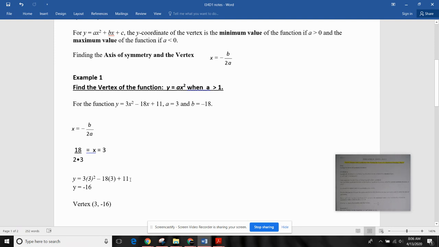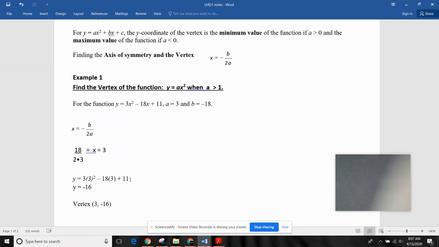So probably the toughest thing is finding the y value. The x value is pretty basic to find. But first of all, just to find the a, the b, and the c, the quadratic equation is y equals ax squared plus bx plus c. So the a is the number in front of the x squared, so there's my 3. The b is the number in front of the x, so there's my negative 18. And the c is the number all by itself. So a is 3, b is negative 18, and c is 11. We really don't need the c right now to find the vertex, but it's always a good habit to find that.